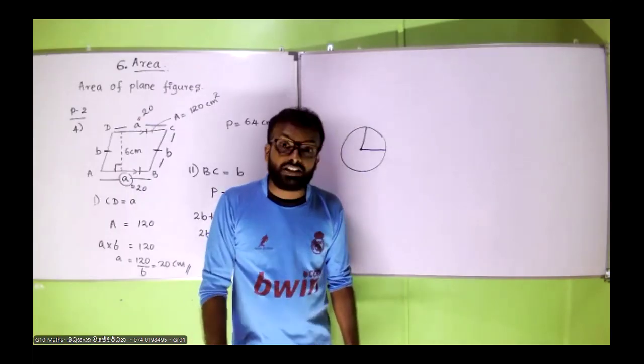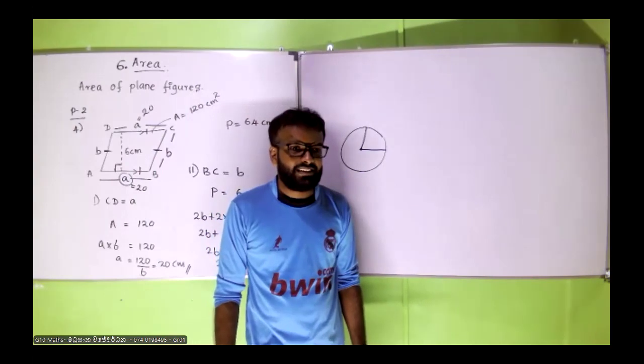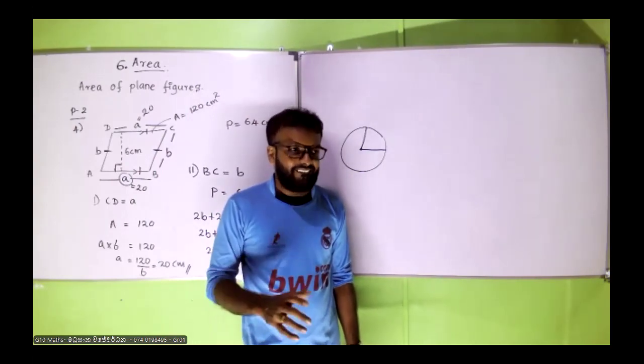I'm asking the introduction. The portion of a circle that is bounded by two radii and an arc.